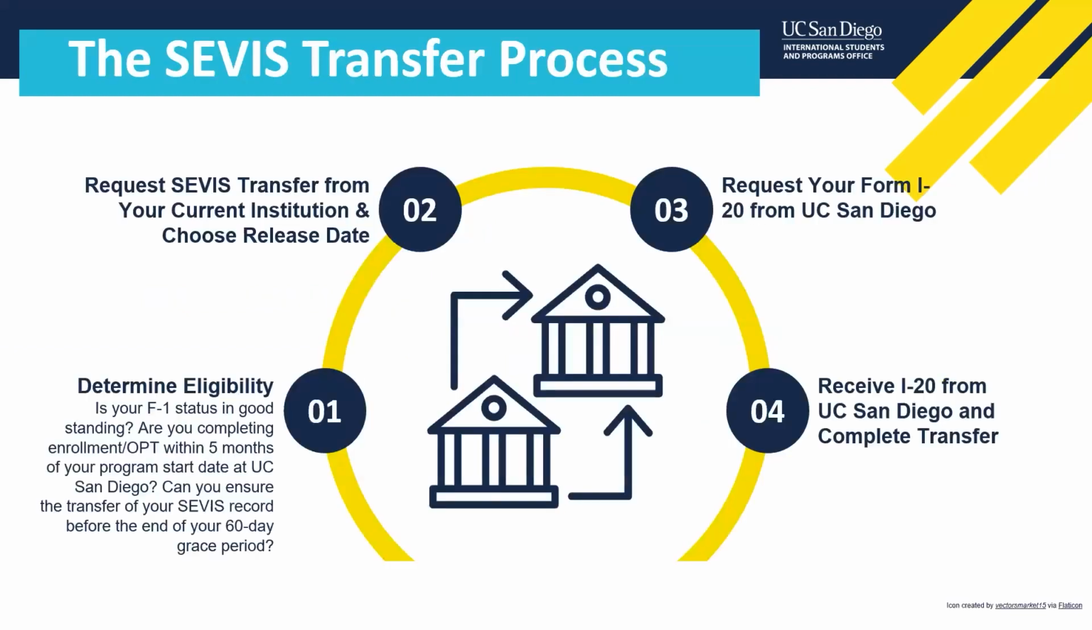Okay, so to summarize everything we've talked about so far, remember that this is what you need to check on to determine if you're eligible for a SEVIS transfer. Is your F1 status in good standing? Are you completing enrollment or OPT within 5 months of your program start here at UC San Diego? And can you ensure that your current institution can release your SEVIS record to UC San Diego before the end of your 60-day grace period?